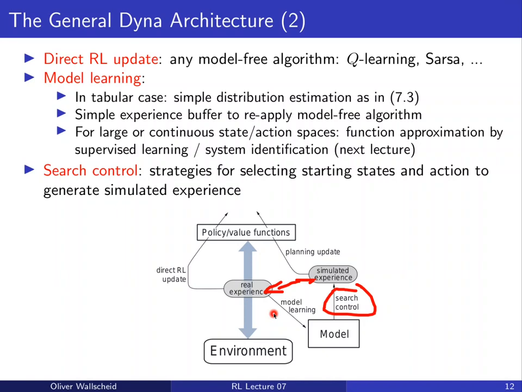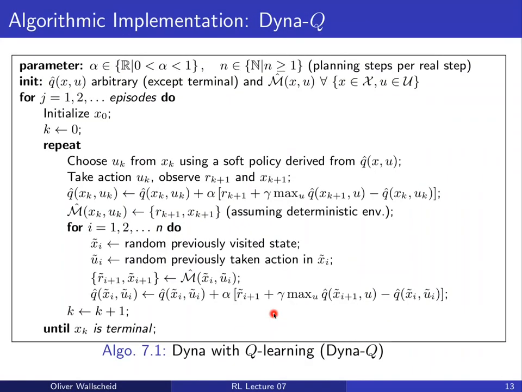And we will now see one possible implementation variant of Dyna, which is called the Dyna-Q agent, where, as the name already says, we will work with Q-learning in the direct reinforcement learning way, and we'll use a very simple experience buffer as a model M hat. But we will see the details on this slide and also on the upcoming slide.